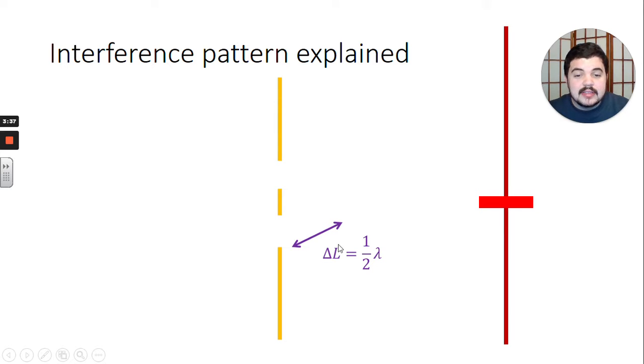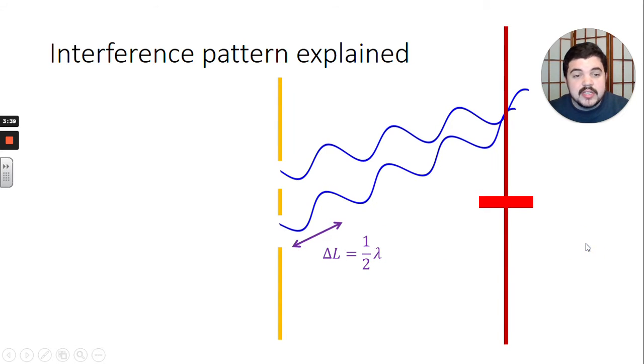Let's look at a different point higher up on the screen. At this point, we can see that the trough of the bottom wave lines up with the crest of the top wave. This is where our path difference is half of a wavelength. Go back to the previous video on wave superposition if you want to review that.